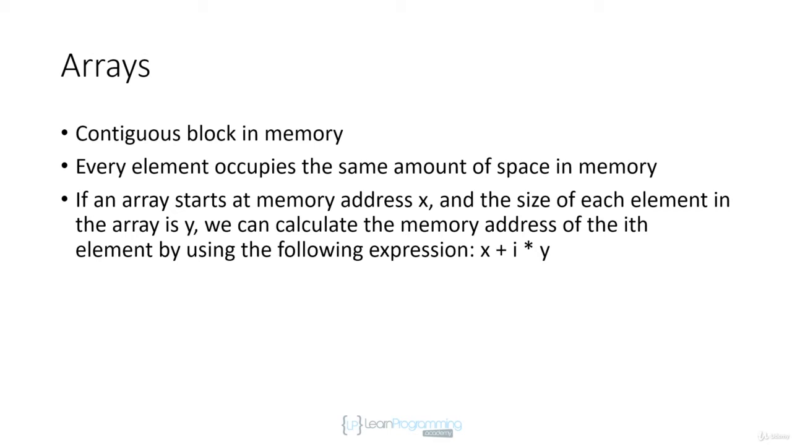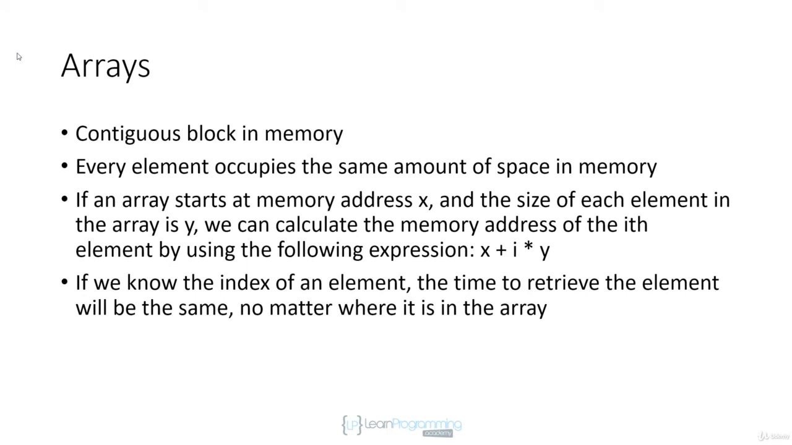index. So if an array starts at memory address X, and the size of each element in the array is Y, then we can calculate the memory address of the ith element, so array[i], by using the following expression: X + i * Y. We're going to look at an example of this in a couple of slides, so you'll see an illustration of this. Basically, what that means is if we know the index of an element in the array, then the time or the number of steps we have to do to retrieve the element will be the same no matter where it is in the array. Because all we have to do to get the memory address of that element is X + i * Y.